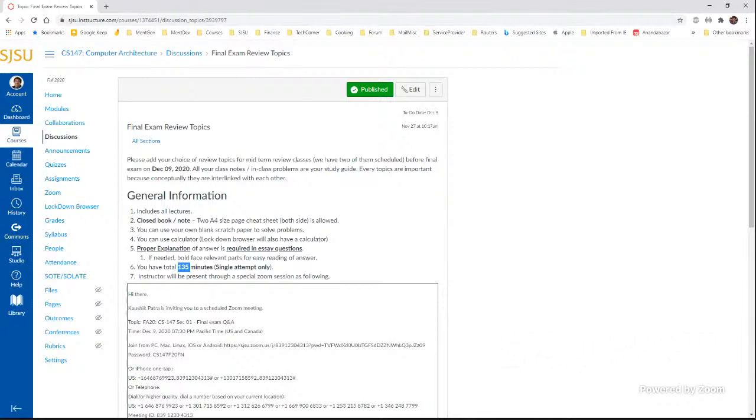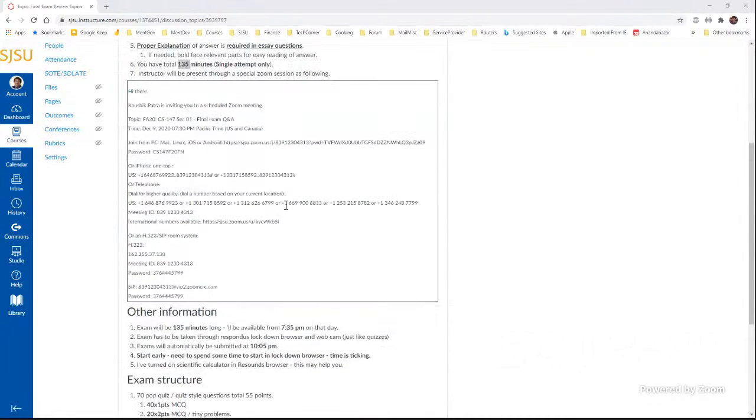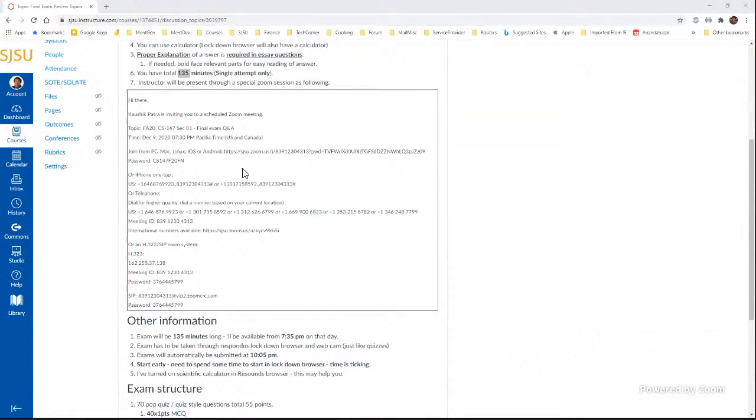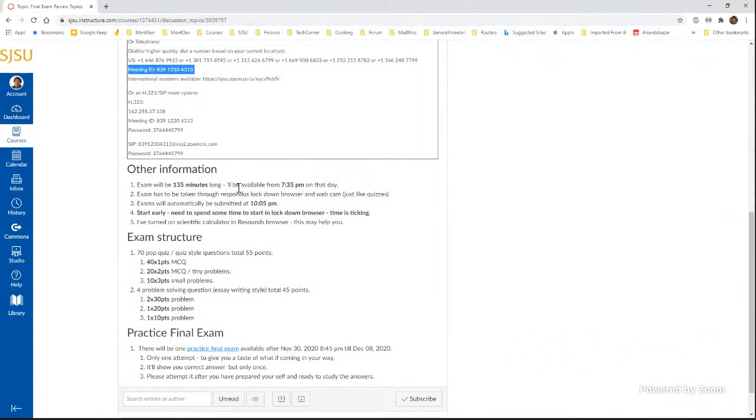of exam. And I will be present in a special Zoom session. So please note down this information, especially the dial-in numbers and meeting IDs, so that you can call in. You don't need to log in through the Zoom app or anything. You can just directly call through the phone. During the exam, if you have any questions or doubt, you can call these numbers and ask me.